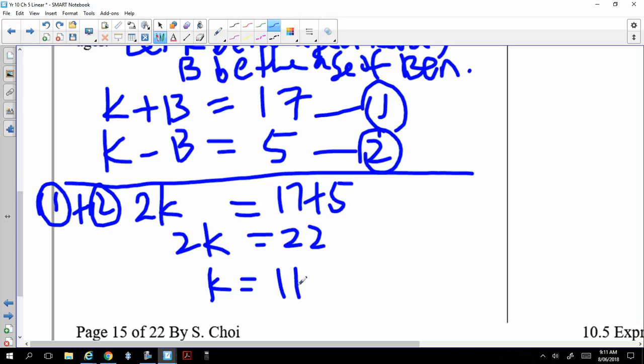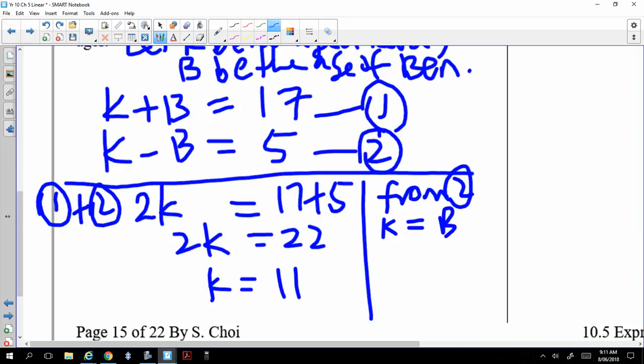And then to find the age of Ben, the difference in their ages is 5. So we just go from equation 2, Kara equals Ben plus 5. So if Kara is 11, Ben must be 5 years younger. So B must be 6 years old.